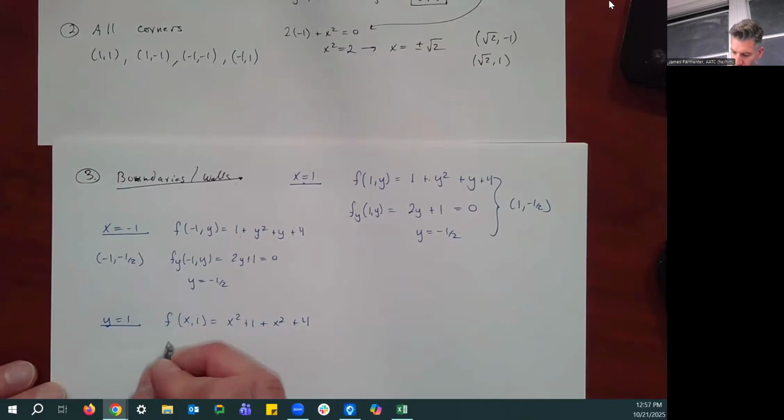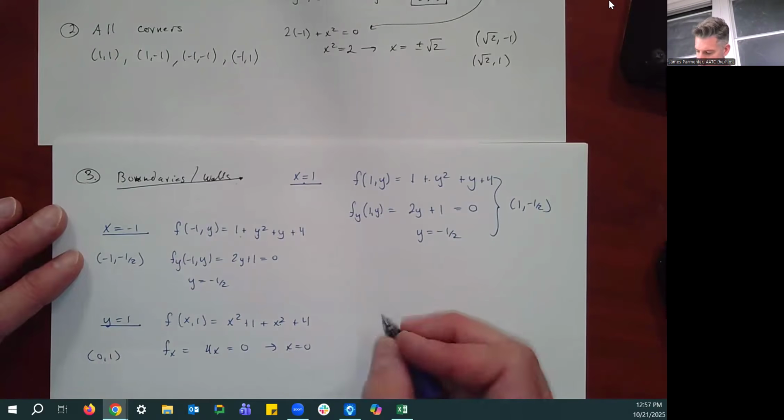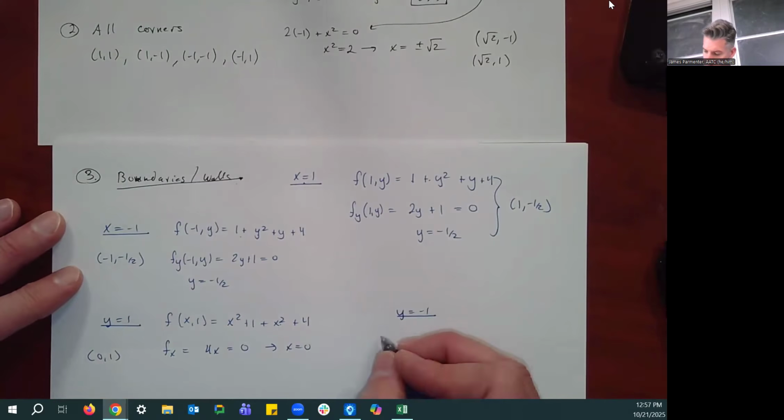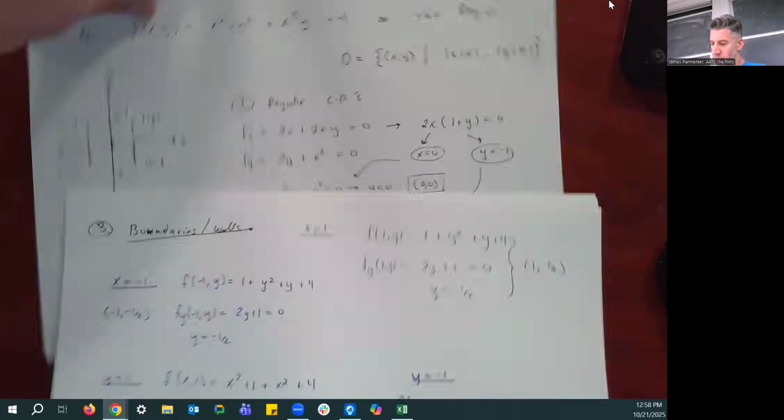And then our partial derivative is going to be 2x plus 2x, which is 4x. And we set that equal to 0, and we get x equal to 0. So 0 comma 1 is a critical point. And finally, setting y equal to negative 1. Check this out. If y equals negative 1, f of x comma negative 1 is going to equal, my function keeps disappearing because I keep moving my paper.